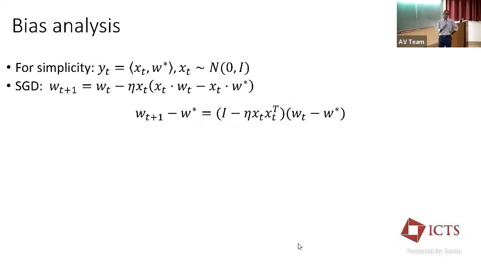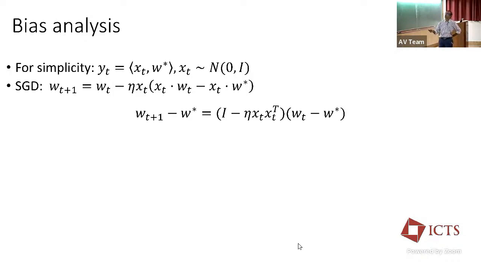Let me give you a very quick overview of how this analysis is done. This is important because as we build upon it to go for Markovian data, non-independent data, I want to highlight precisely where some of the existing techniques will get stuck and why we need to come up with new techniques. So if we look at the bias analysis for SGD, for simplicity, let's assume that there is no noise in the system. That is, YT is given exactly by the inner product of XT and W star. So no noise.